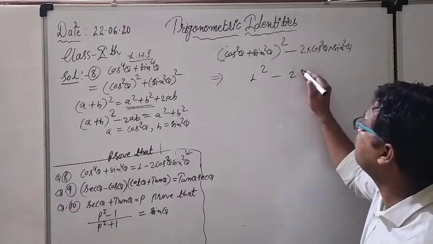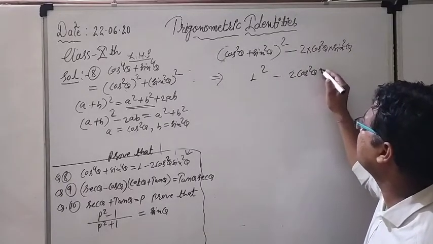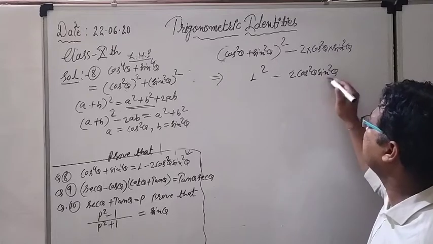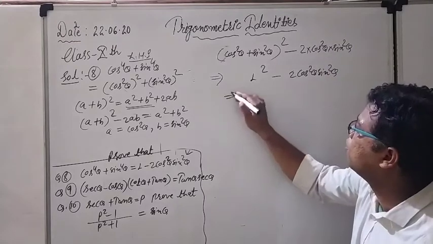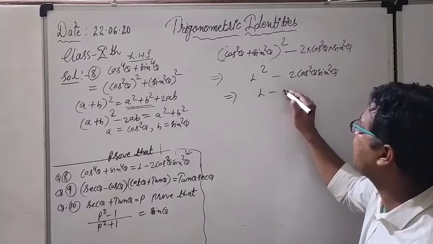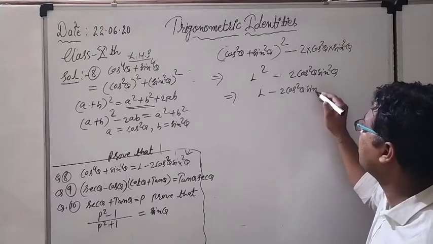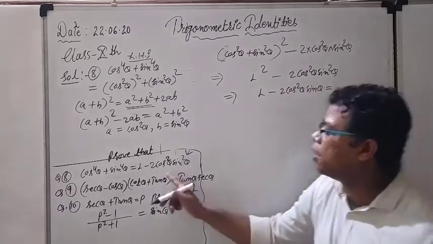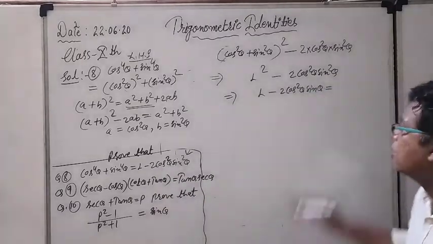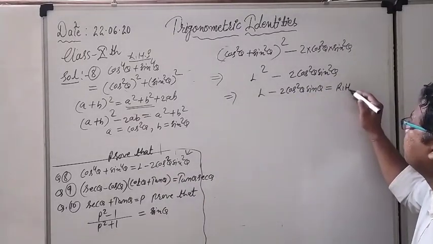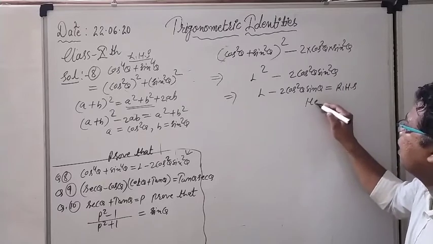And after that again, the same 2 cos square theta sin square theta, because it is nothing, it is a multiplication of both. 1 square could be written as 1 directly, and after that 1 minus 2 cos square theta sin square theta, and actually that was our requirement that we had to prove here. So it is equal to the right hand side, and finally we will write down, hence proved.